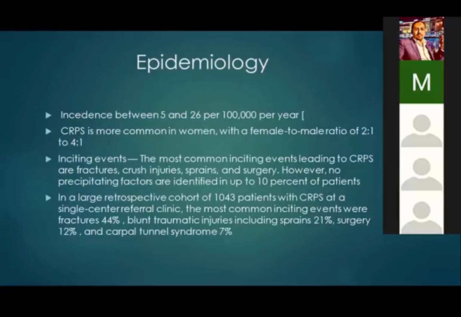Regarding the incidence of this syndrome, it is between 5 and 26 per 100,000 per year. CRPS is, unfortunately, more common in women than men, and the ratio is 2:1 to 4:1. There is always an inciting event, and this is needed to diagnose a CRPS syndrome. The most common inciting events leading to this syndrome are fractures, crush injuries, sprains, and surgeries in general. However, no precipitating factors are identified in up to 10% of the patients.